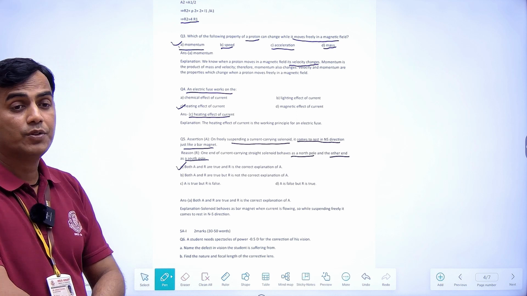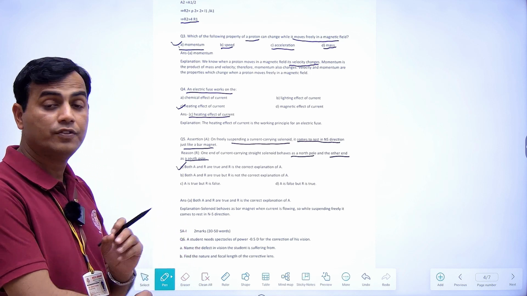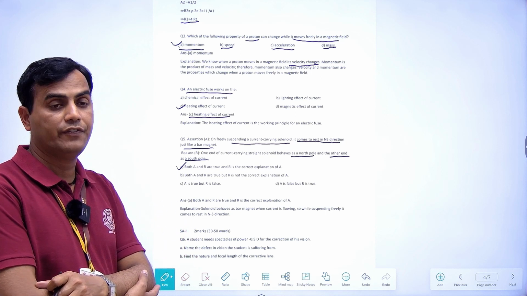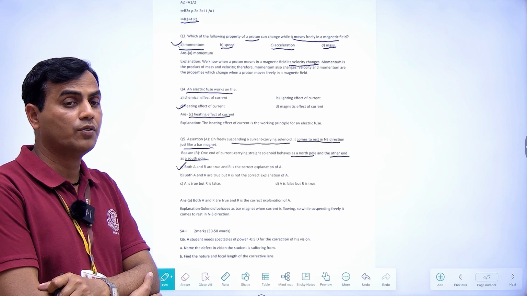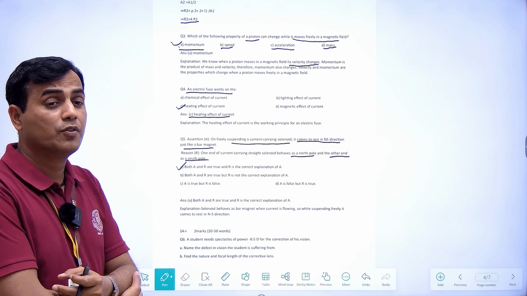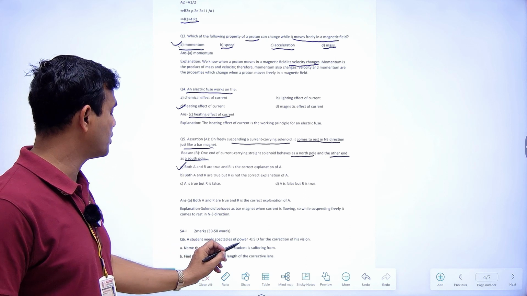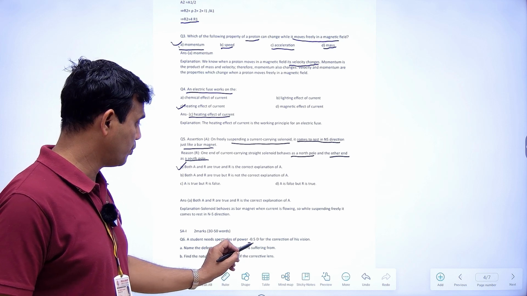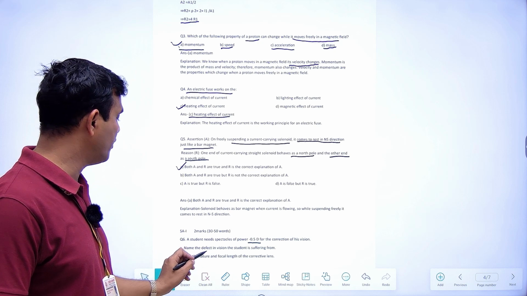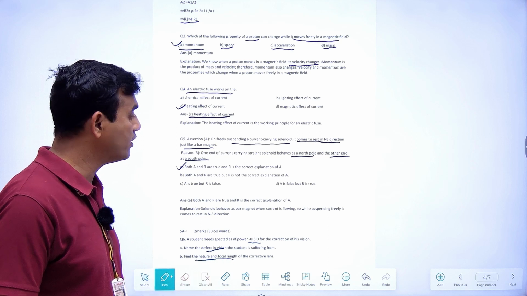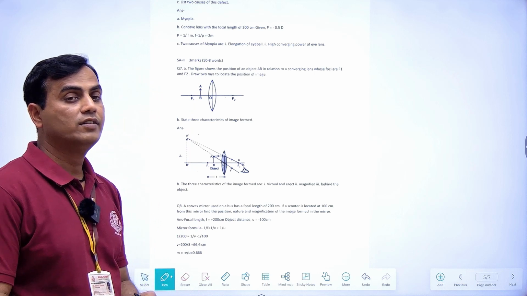Now we come to Essay 1 part, the short answer first type questions, which are of 2 marks and 30 to 50 words. In the physics portion, only one question comes in this section. This question is from Human Eye and Colourful World. A student needs spectacles of power -0.5 D for the correction of his vision. We have to answer: name the defect, find the nature and focal length of the lens, and list two causes of this defect.